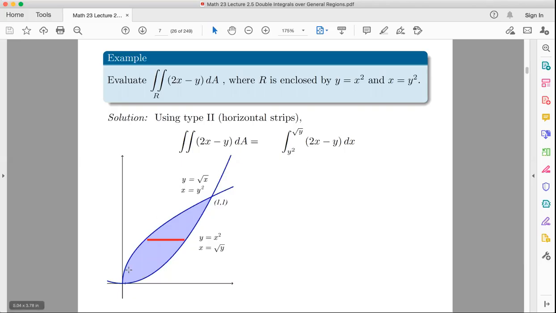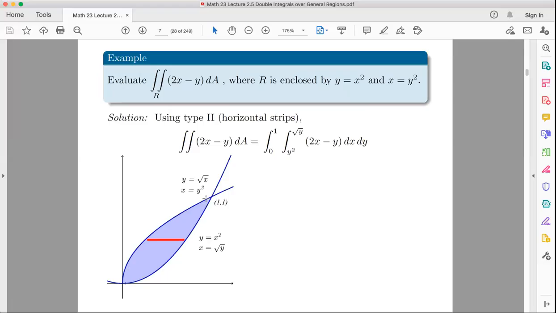And then if you get the intersections, they are the origin and the point (1, 1). So the value of y is 0 and 1. So the outer integral is from 0 to 1 with respect to y.